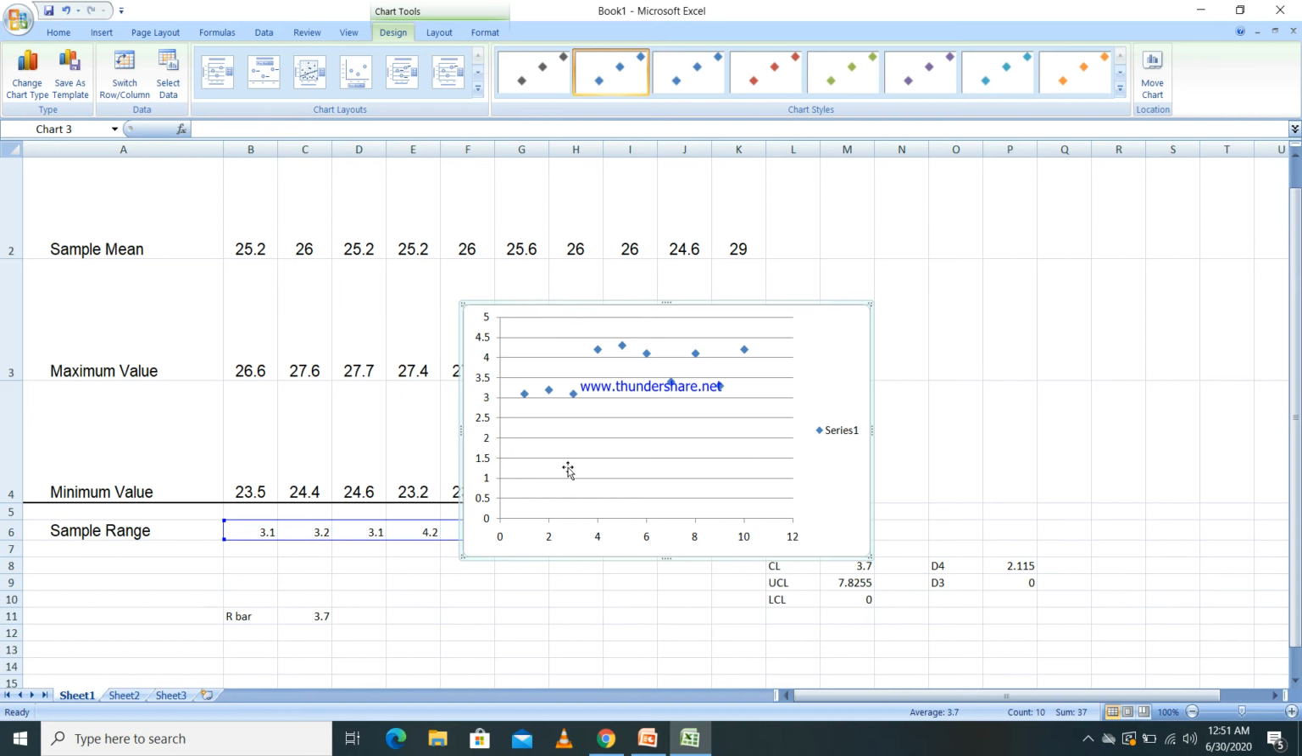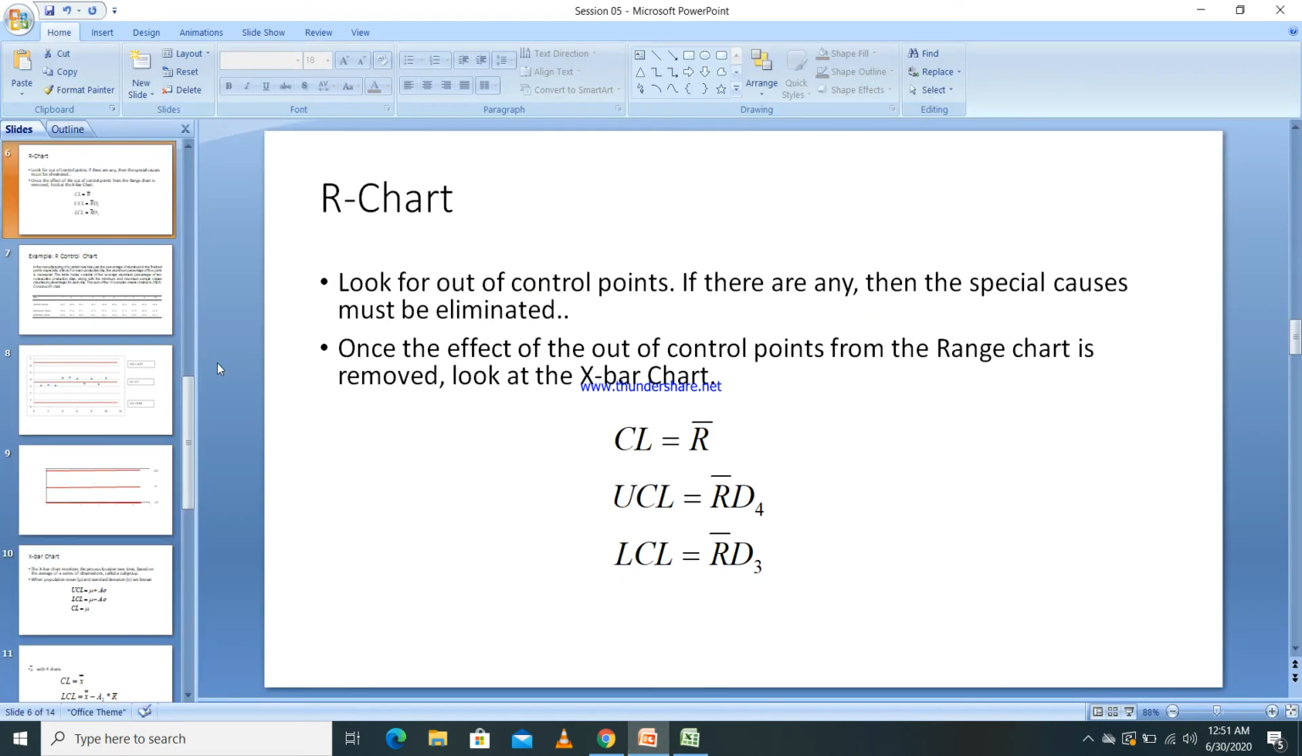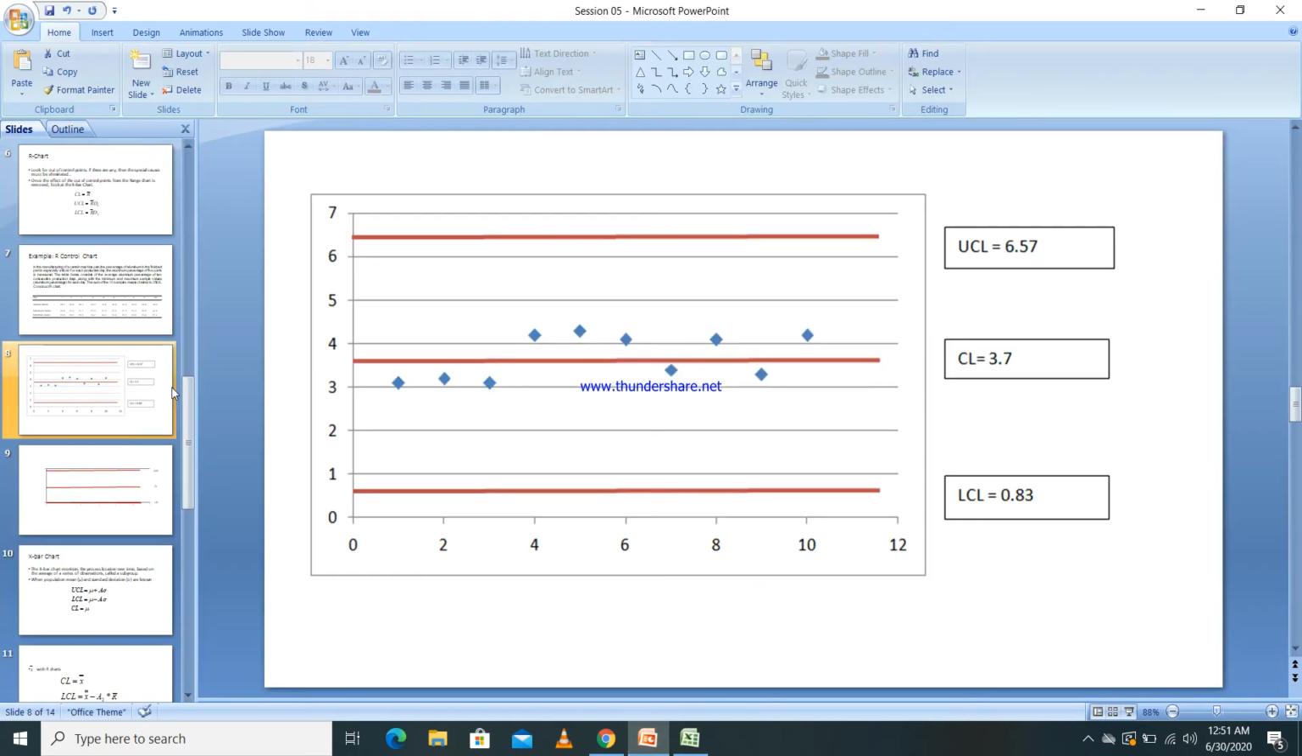Now in the same chart you have to draw the control limits, that is the central limit, upper control limit and the lower control limit. So you have to draw a lower control limit here with the value 0, upper control limit with the value 7.8, and the central limit with the value 3.7. So I have done that. I'll show you. See, so I have constructed the R chart now.